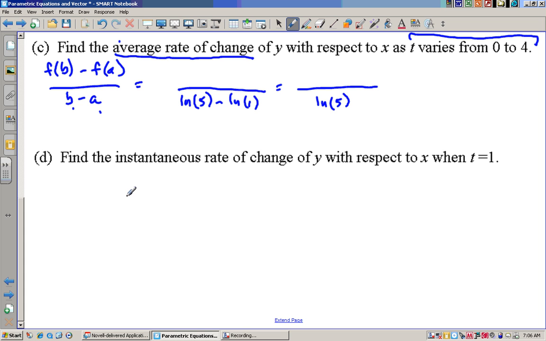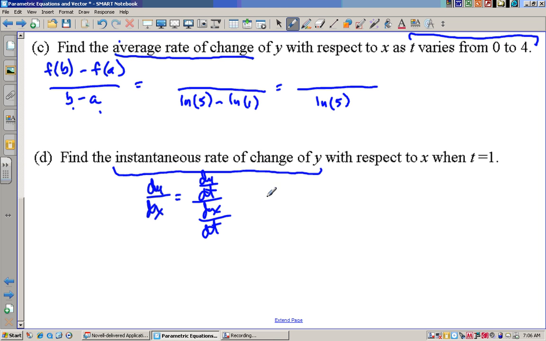For D, find the instantaneous rate of change of y with respect to x when t equals 1. Instantaneous rate of change. This one's actually the easiest of all these problems, because all they want is dy dx. And you already learned a long time ago that dy dx is dy dt over dx dt. You're going to get some function in terms of t. Find it when t equals 1. Just plug that in, and there's your answer.